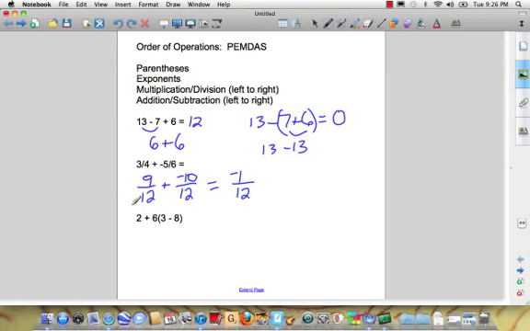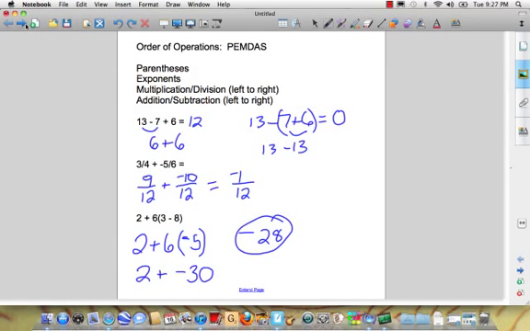Now, this next one, well, first you're going to go to the parentheses. So I'm just going to recopy everything, 2 plus 6, and then I'm going to do 3 minus 8. Be careful, 3 minus 8 is negative 5. All right, now, when you have these parentheses here, it means multiply. So you have addition and multiplication. You got to do the multiplication first. 6 times negative 5 is negative 30. And then the final step is to add those two, and you would get negative 28.